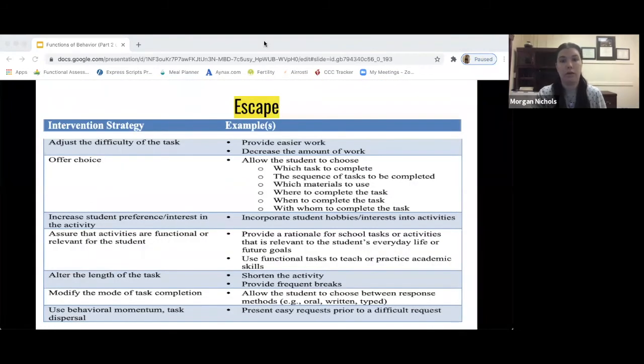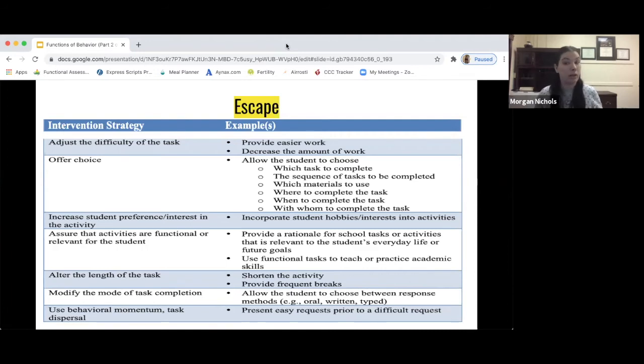All right, so I don't know about y'all, but I know a lot of kids that try to get out of doing things. They want to avoid unpleasant things. They want to avoid doing their work. They want to avoid doing chores. They want to escape school. They want to escape from, I don't know, just doing anything they don't want to do, right? So here are lots of different intervention strategies we can use when the function, or the why, of the behavior is the kid trying to escape doing it.